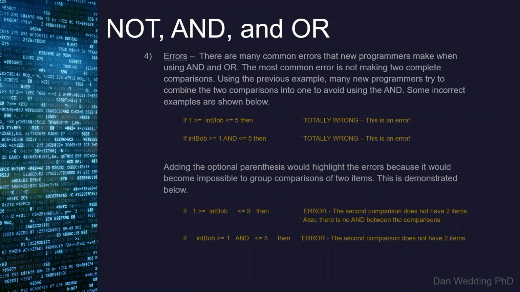There are many common errors that new programmers make when using and or. The most common error is not making two complete comparisons. Using the previous example, many new programmers try to combine the two comparisons into one to avoid using the and. Some incorrect examples are shown below. Adding the optional parentheses would highlight the errors because it would become impossible to group comparisons of two items. This is demonstrated below.